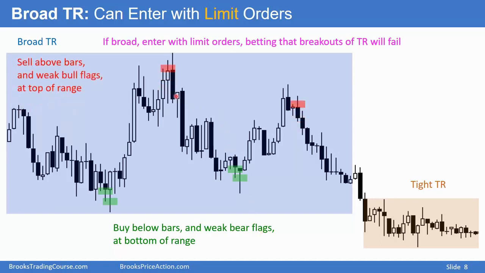The opposite is true at the top. They expect a top of the range, and they'll start selling above bars. They'll sell with the limit order at the high of this bar, get filled here. They'll look at this and say, well, that's a pretty bad-looking bull flag, a doji after a big bear reversal bar. They'll sell with the limit order at the high of this bar and get filled here.